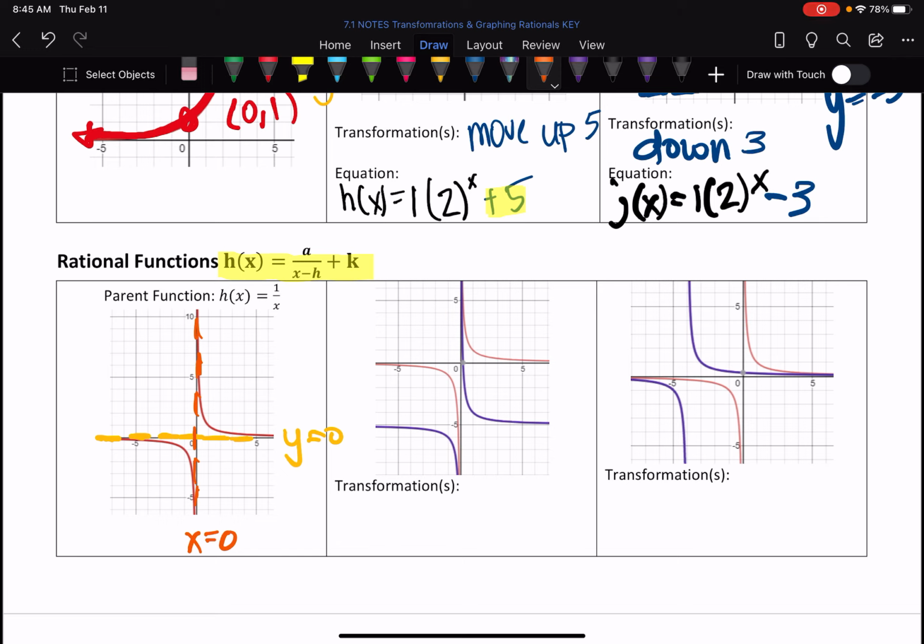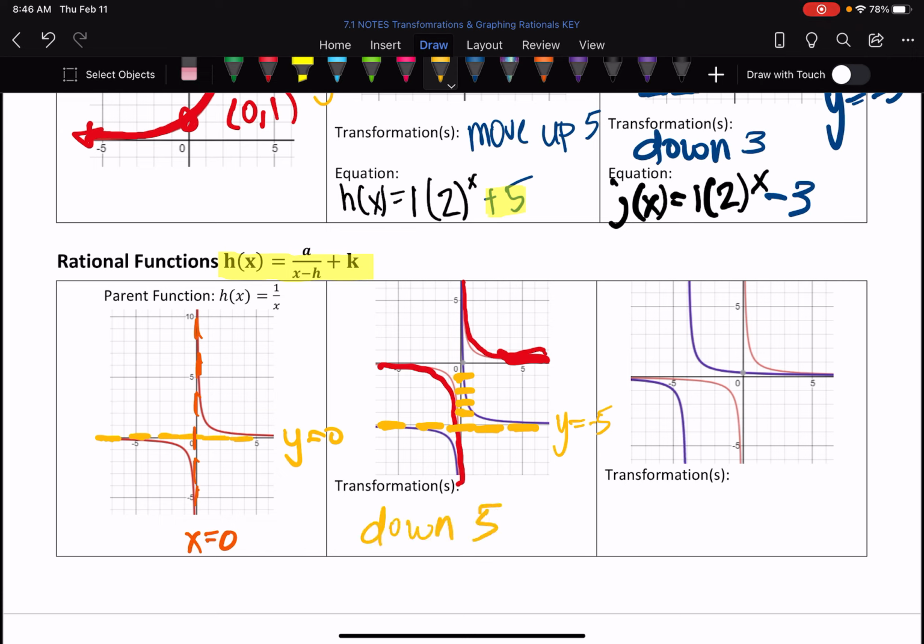All right, so looking at my first example of this rational function, again, my parent function is in red, and I'm like, okay, what's happening from my red to the bluish purple? And I see, hey, I'm going down 1, 2, 3, 4, 5. So my new horizontal asymptote is y equals -5. So we went down 5.